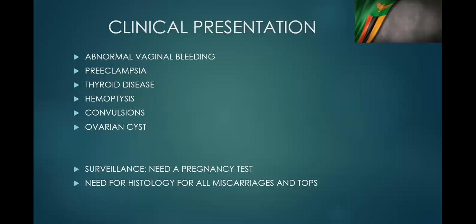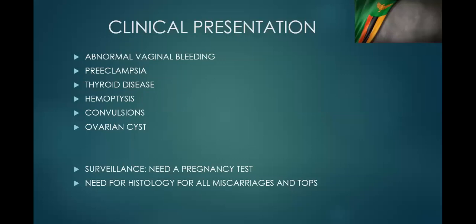So its effect is like thyroid stimulating hormone. And also the blood pressure is also due to this hormone, which is elevated. Sometimes patients with gestational trophoblastic disease can present with coughing blood when they have metastasis in the lungs, or if they have metastasis in the brain, they can present with convulsions.